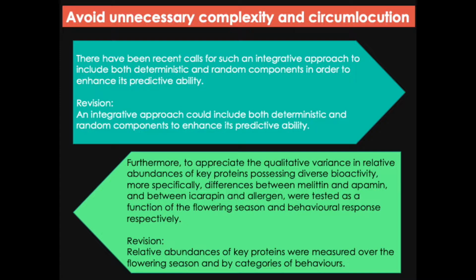The second example says, furthermore, to appreciate the quantitative variance in relative abundances of key proteins possessing diverse bioactivity, more specifically, differences between melittin and apamin and between icarapin and allergen were tested as a function of the flowering season and behavioral response, respectively. So I feel like this sentence has more information than is necessary.